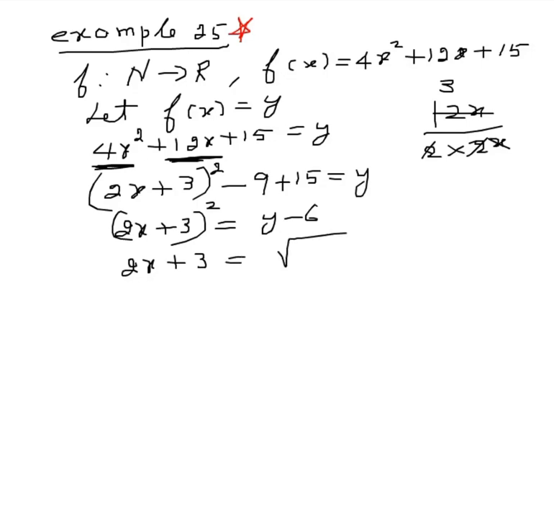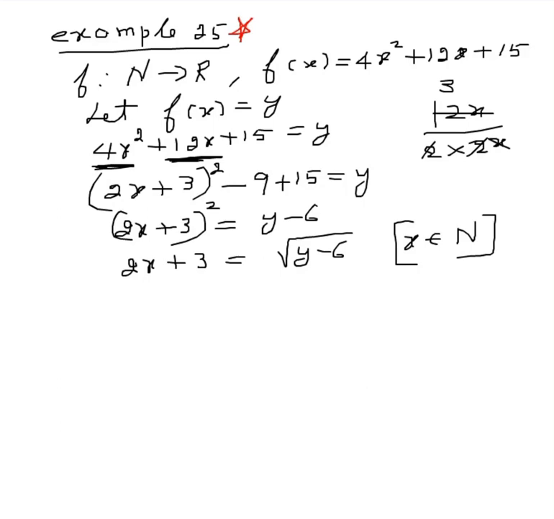Taking square root on both sides. We don't write plus or minus sign here because the left hand side is positive as x belongs to N. X is a positive natural number, so 2x plus 3 is also positive. So we cannot write plus or minus. I cannot equate it to a negative value. So no plus or minus sign in this.